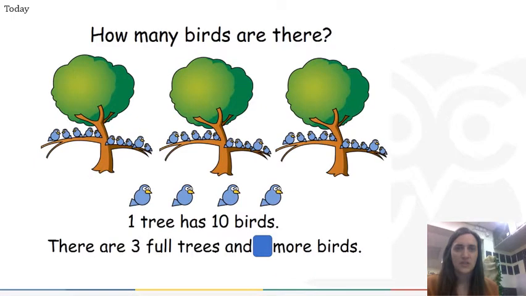34. So one tree has 10 birds. There are 3 full trees. And how many more birds? 4 more birds.